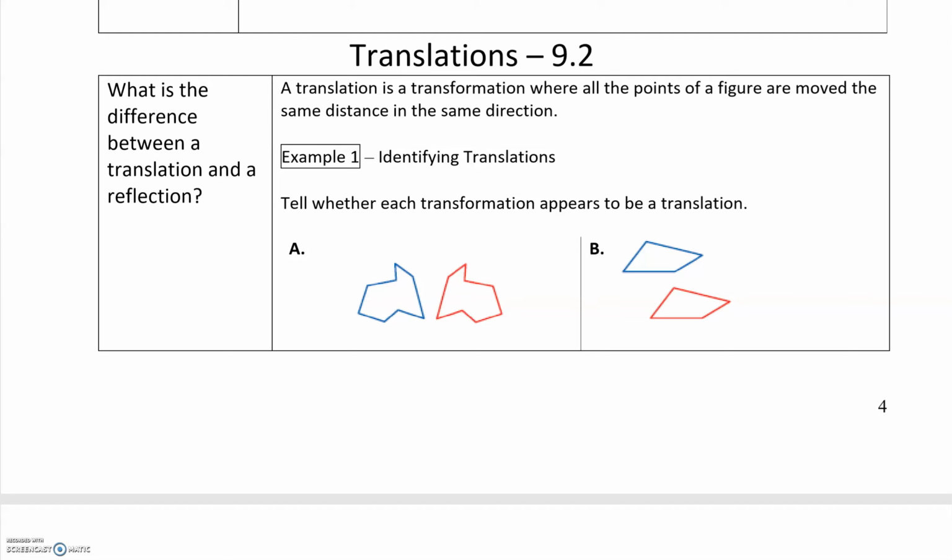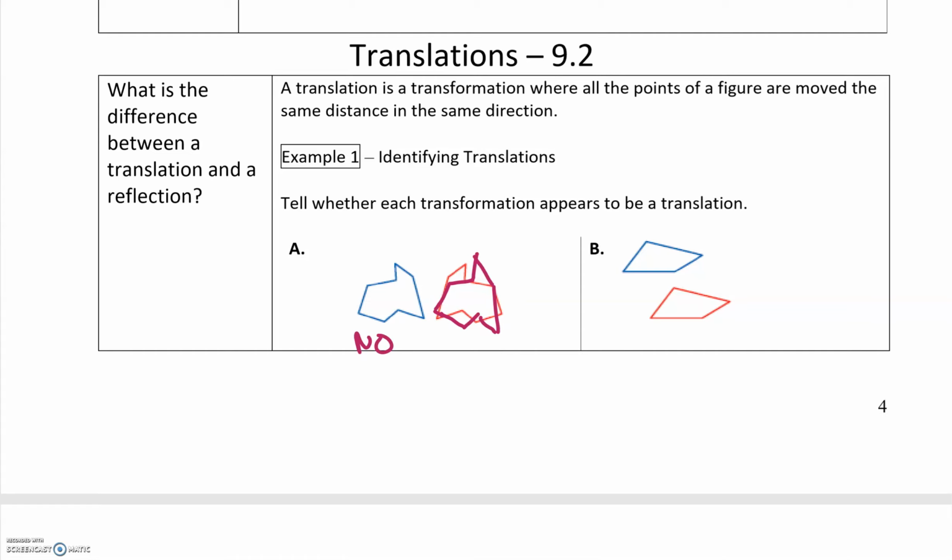What is the difference between a translation and a reflection? You can think about that after we talk a little more about translation. So for this figure here, are we sliding it? You could use your patty paper and see if we could slide that figure onto that other figure. But if we slid it, it would be like this figure. So no, it's not being slid, it is being reflected there. So a no for that one.